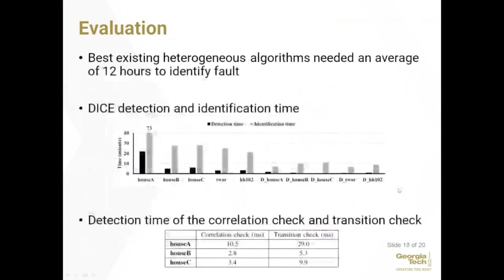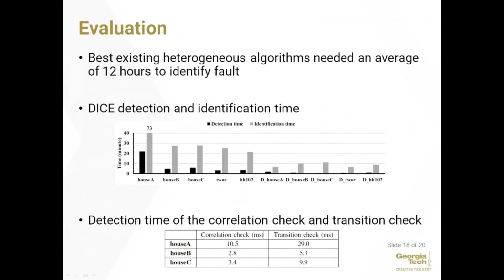There's some more analyses that were done. So comparing this system with existing systems, they take about 12 hours to detect that a fault occurred, or even to identify that a certain sensor is faulty. Keep in mind, the existing solutions don't have all of the functionalities that DICE does. The actual computations, for example, the correlation and the transition, they don't take very long, as we can see down here. They're in the millisecond range. But for actually detecting that a fault occurred and identifying that faulty sensor, that takes a little bit more time.